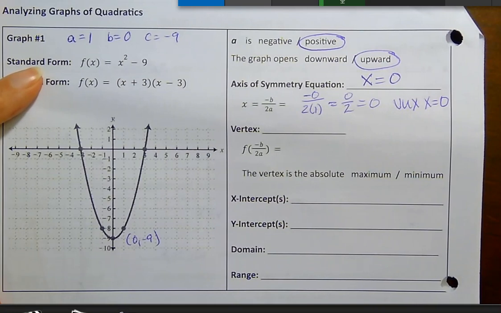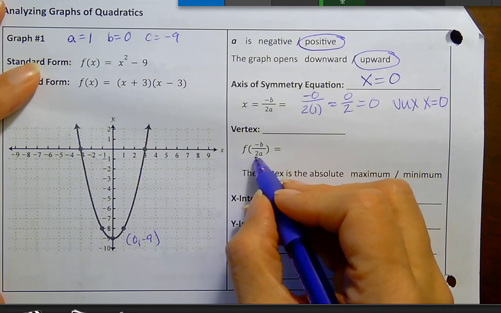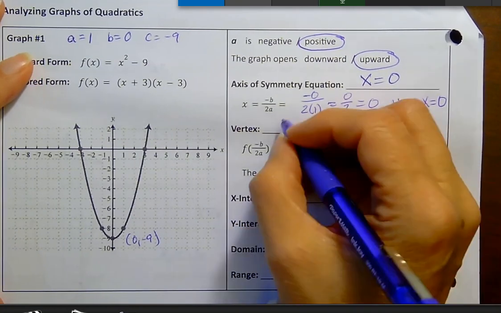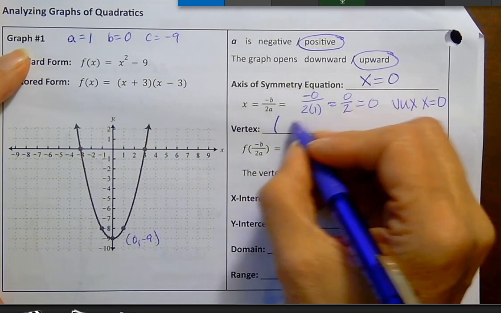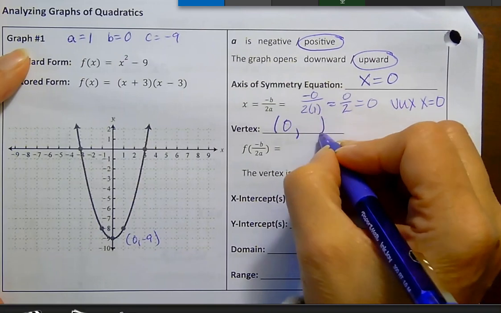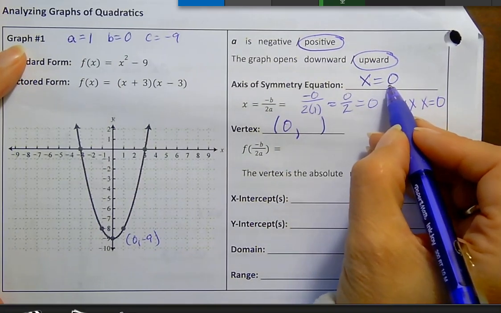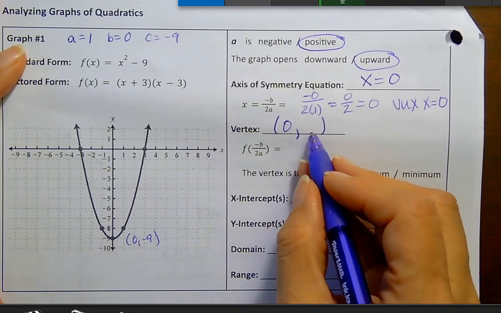To find my vertex, I need to find the f of x. So remember, my vertex is going to be at 0, something, right? It's at 0, something, because I know any ordered pair is x, y, and I know my x value is 0. Let's figure out what our y value is.